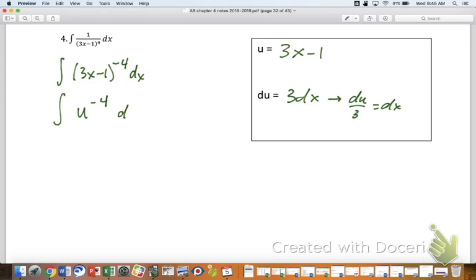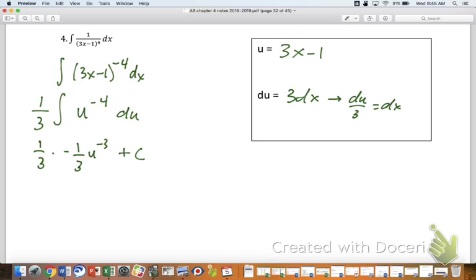And I've got to be honest, if I were doing this question, what I would do is this. I would go du over 3. I would just kind of combine that into one step. I mean, you're substituting when you're pulling the constant multiple out. I think that's okay to do. Okay, so from here, you find your antiderivative. So it'd be 1/3 times -1/3 u to the -3 plus c.